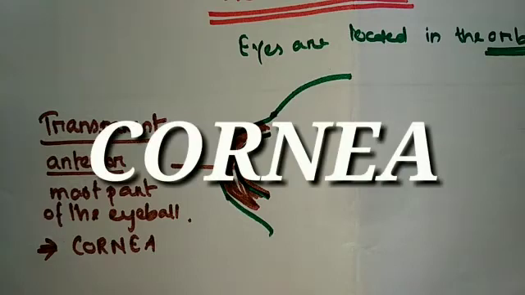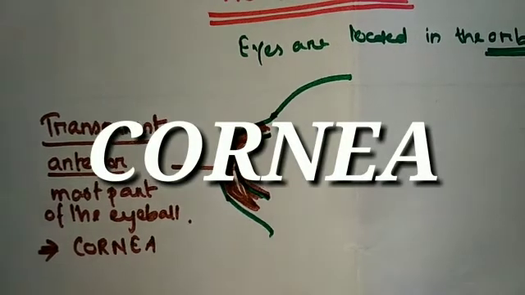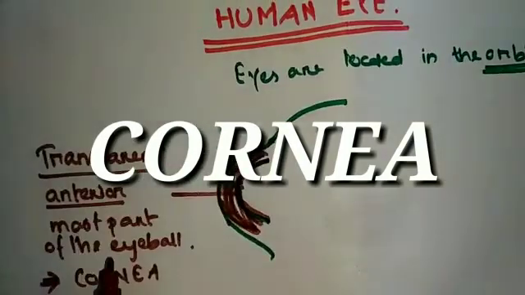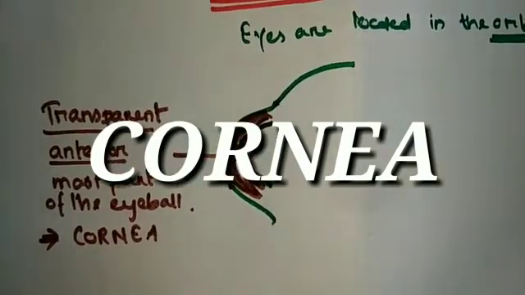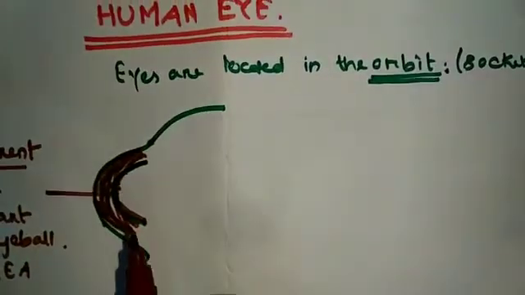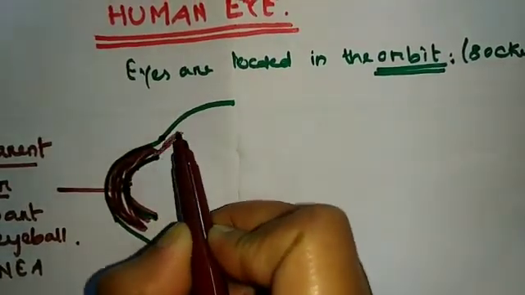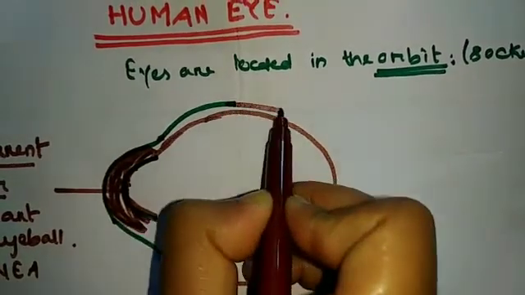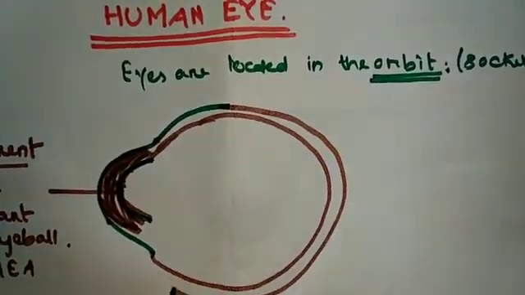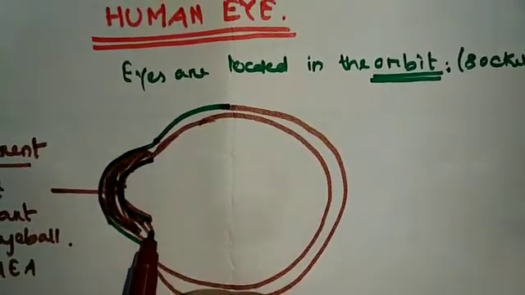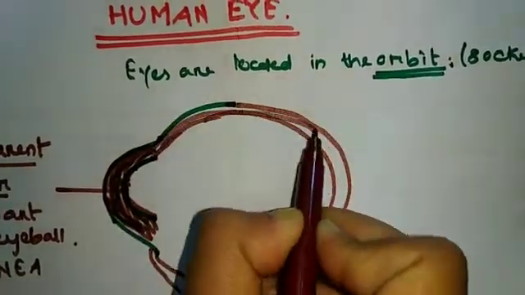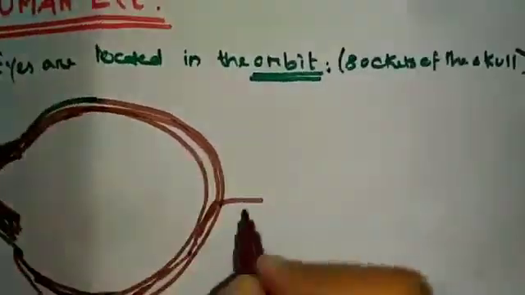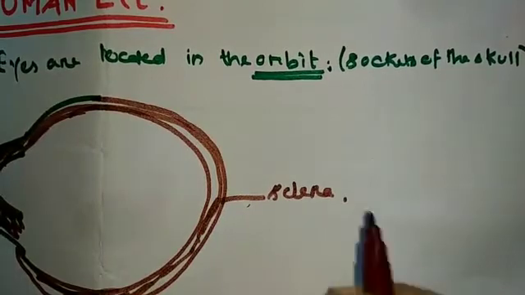So as a whole, the eyeball has 3 layers. This is the outermost layer, whose anterior-most part is called cornea. You should know the name of each and every structure here. And this is the posterior part of the outer layer of the eyeball. I have drawn the complete eyeball here. Anterior-most part is called cornea, and the posterior-most part is called sclera.